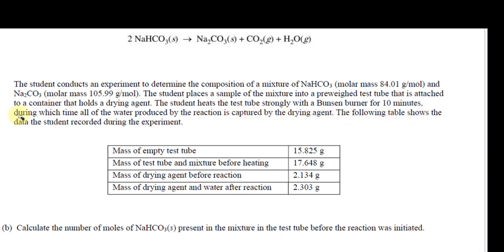The following table shows the student data recorded during the experiment. Okay, here is the table. Now, what's the question? Calculate the number of moles of NaHCO3 present. We've got to calculate this in the mixture, in the test tube, before the reaction was initiated. Well, the reaction occurred and made water, so that's our hint.